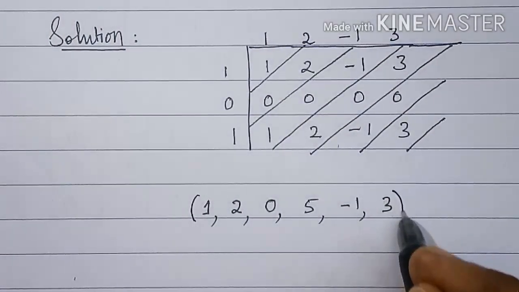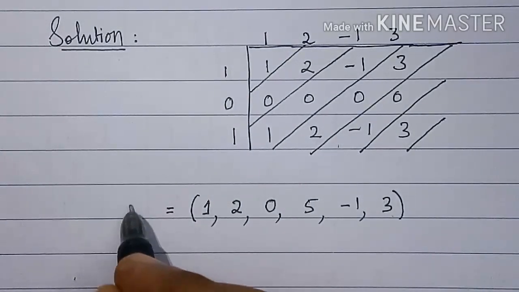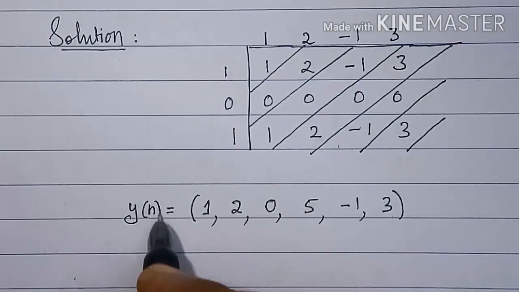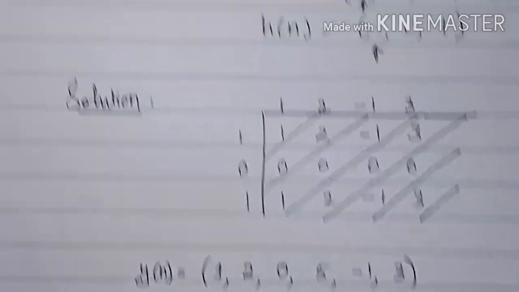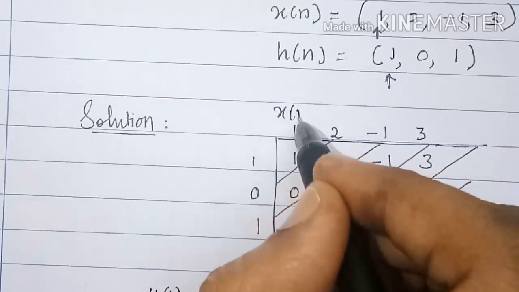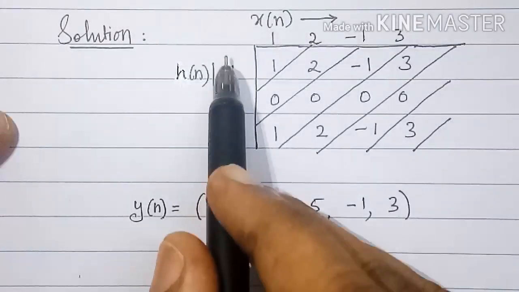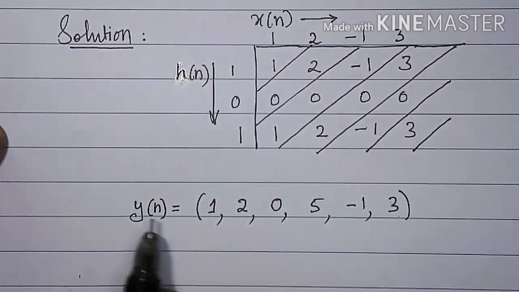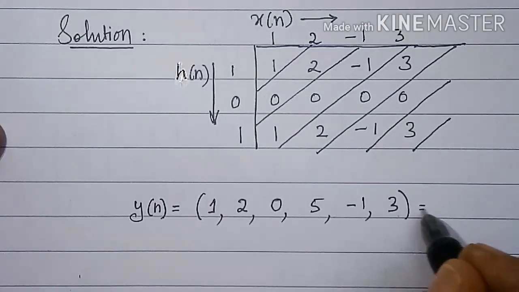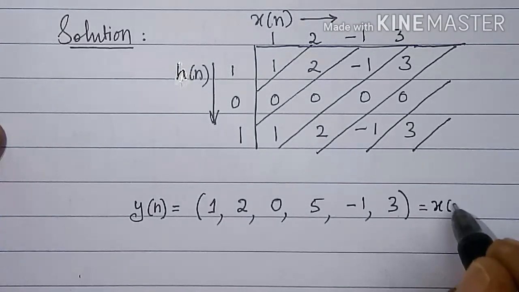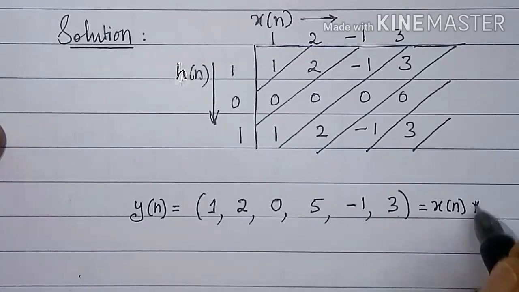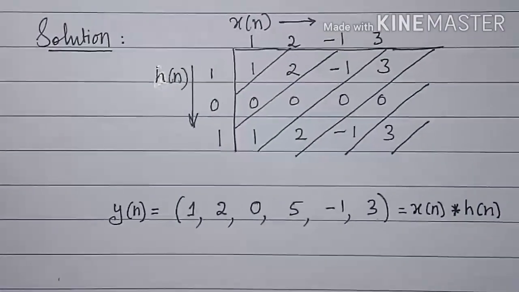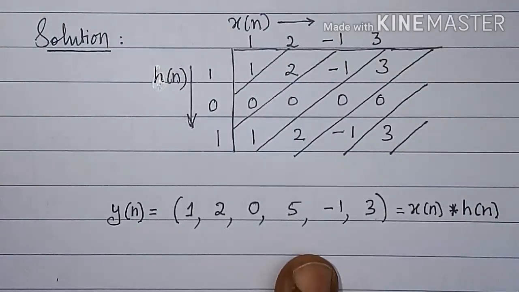Now this is nothing but y of n. So what you have written here? You have written x of n. And here we have written h of n. Now y of n is nothing but the linear convolution of x of n with h of n. So it is a very simple and fast method of computing the linear convolution sum.